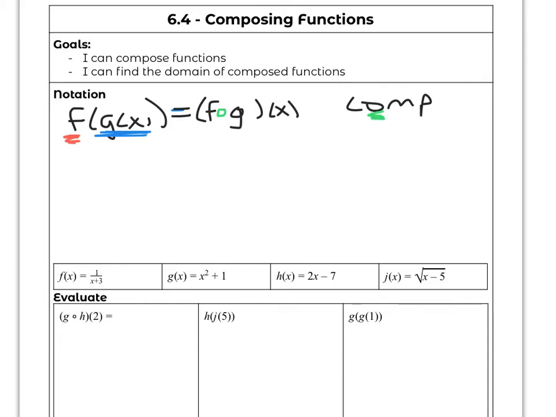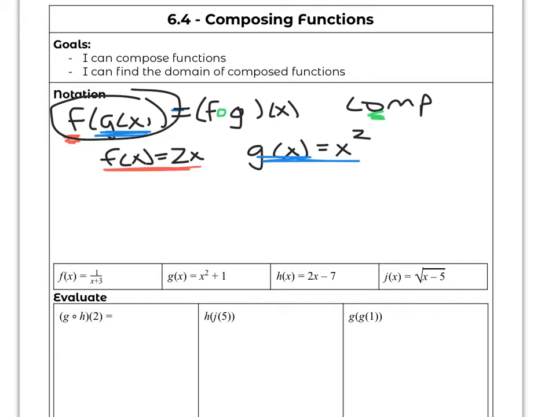What does this mean? If you think about the idea of a function as a machine. So say I have my machine, f of x, takes whatever I put in and doubles it, and g of x squares whatever I put into it. So if I look at what I've written here, f of g of x, what I'm saying is I'm going to start with my blue machine and plug something into it, and then I'm going to take out that answer and plug it into the red one.